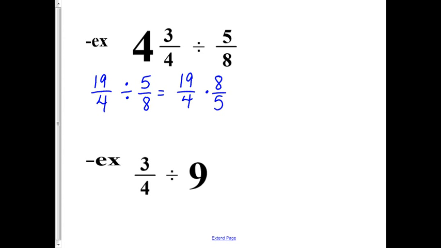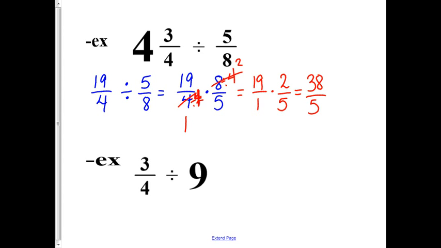And the cross simplifying, remember, that's really an optional step, but it helps a whole lot in not having your numbers be so big that you're multiplying by. I can divide both 4 and 8 by 2, or by 4 rather, actually. I probably want to divide them by the biggest number I can because that's going to help me the most. 4 divided by 4 is 1, 8 divided by 4 is 2. Rewrite the problem as 19/1 times 2/5. That's going to give us 38/5.